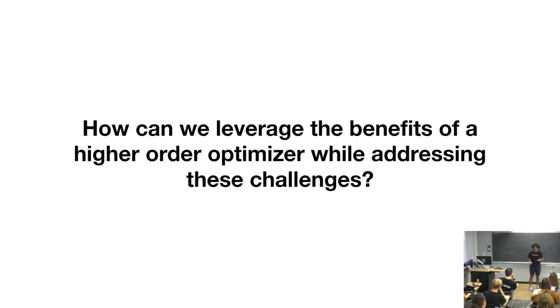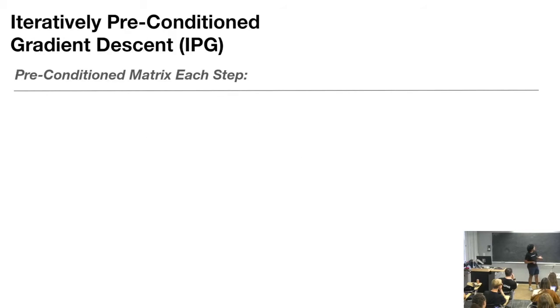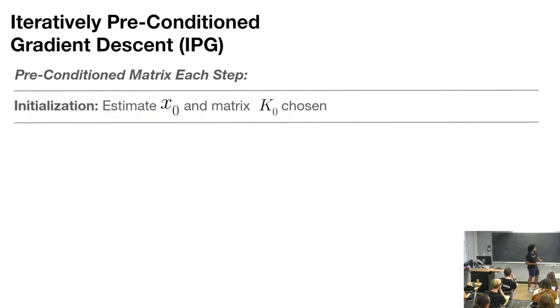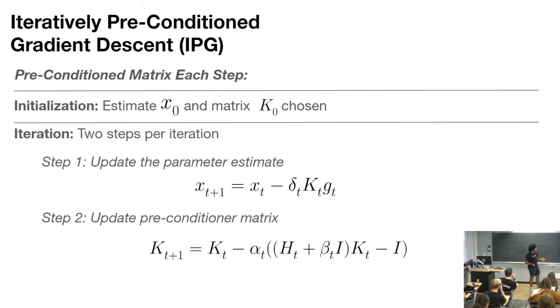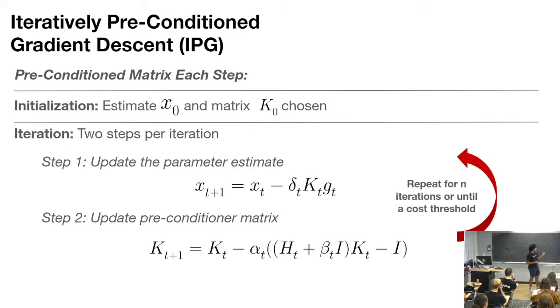One method of doing that is through what we present over here, iteratively preconditioned gradient descent. The way it works is that we have what we call a preconditioner matrix to approximate the Hessian each time, rather than trying to calculate the Hessian each time. Initially, we choose a set of parameters to start at with an initial identity matrix as our Hessian. And each step, we update our guess for what parameters will minimize our cost function, and we update the matrix each time using these hyperparameters. We repeat this process until our cost function is minimized.